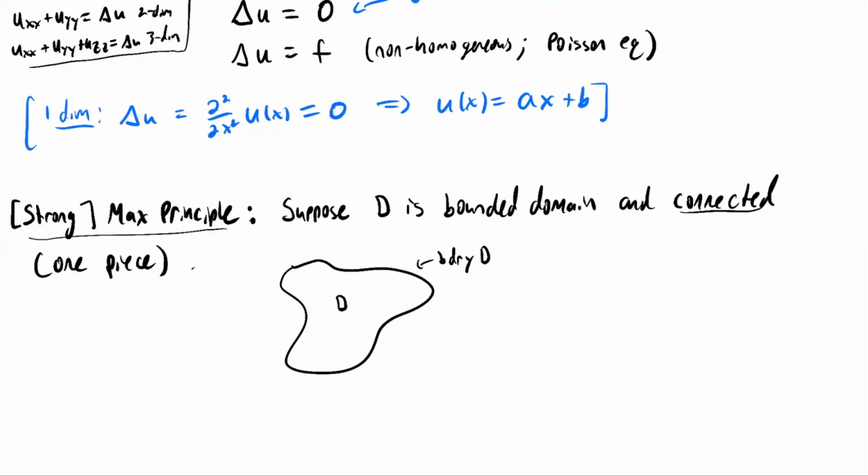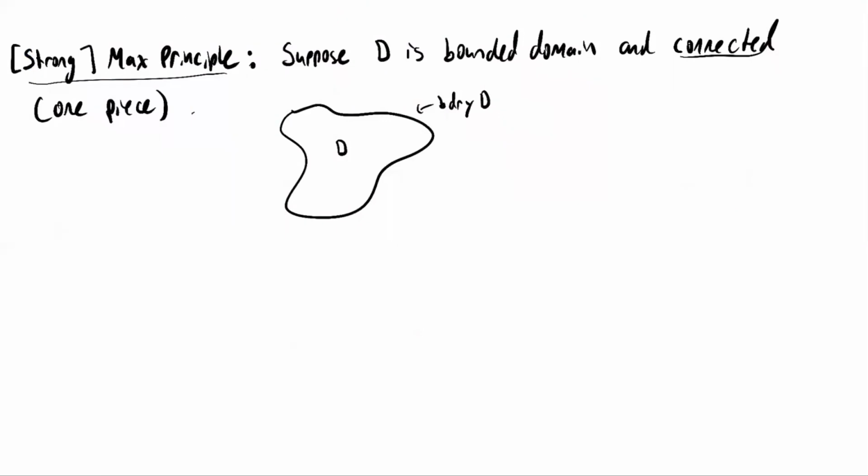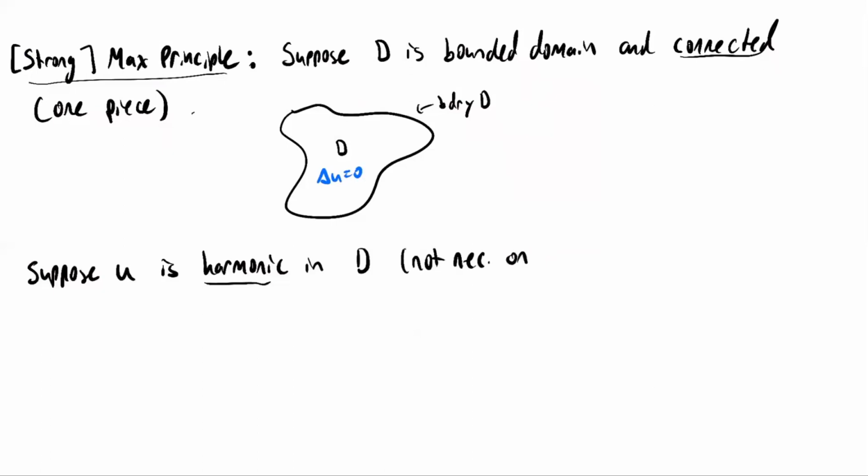We're going to assume that our function u is harmonic in this domain. So suppose u is harmonic in D, meaning it's a solution to Laplacian of u equal to 0. Inside this region, Laplacian of u is equal to 0. When I say it's harmonic in D, we mean that at any point inside this region it is harmonic, so it may not necessarily be harmonic on the boundary. This is not required. All we require is that if you pick some point inside this region, then it's harmonic at that point.